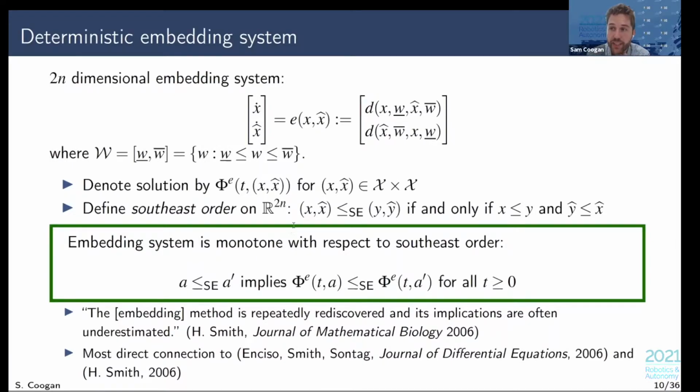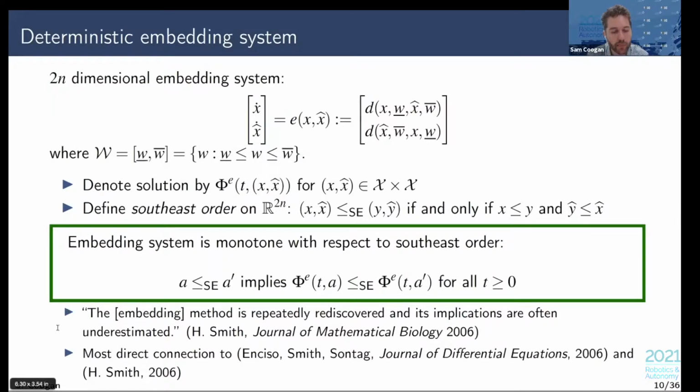The very intriguing property of this 2n dimensional embedding system is that it becomes monotone with respect to our original definition of monotonicity, with respect to this southeast order. In particular, if you take two 2n vectors, A and A prime, that are ordered with respect to the southeast order, and you consider these as initial conditions for the embedding system, then the trajectories of the embedding system will remain ordered with respect to this southeast order for all time.